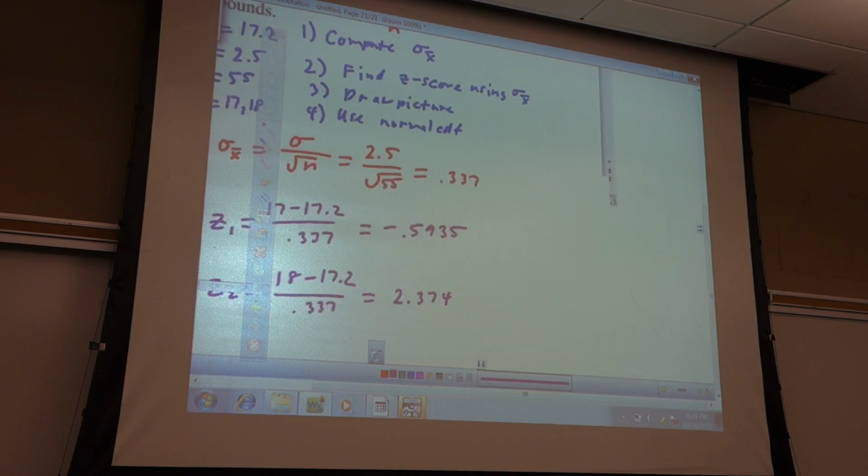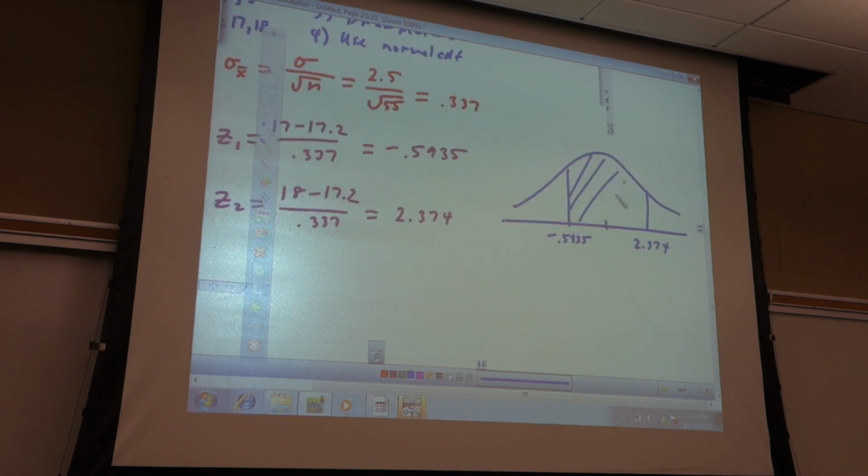All right, so here's the deal. We're going to draw a picture. Put in our z-scores, negative 0.5935 and 2.374. Then we shade between them. And then we're going to do normal CDF: negative 0.5935, comma 2.374. And what did you get for that? 0.7150.